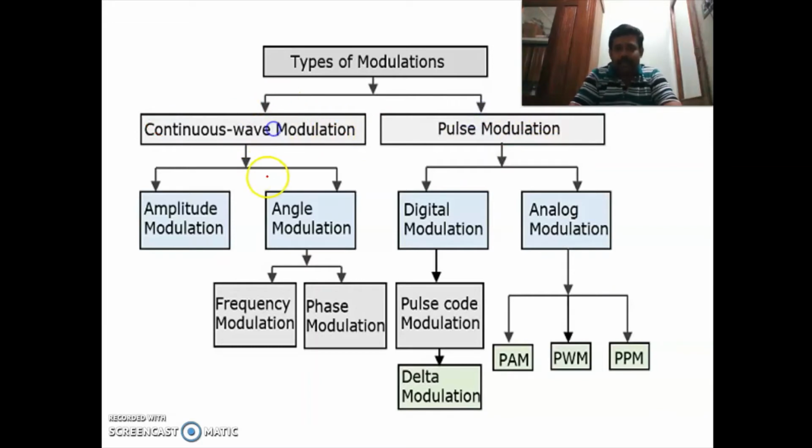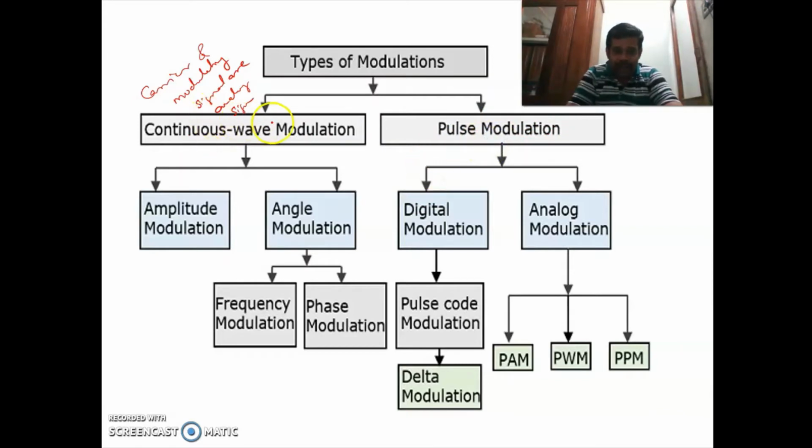In continuous wave modulation, both the carrier and the modulating signal are analog signals. The first type is continuous wave modulation, and the next classification is pulse modulation.